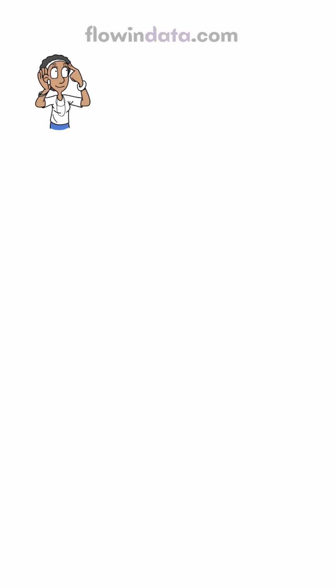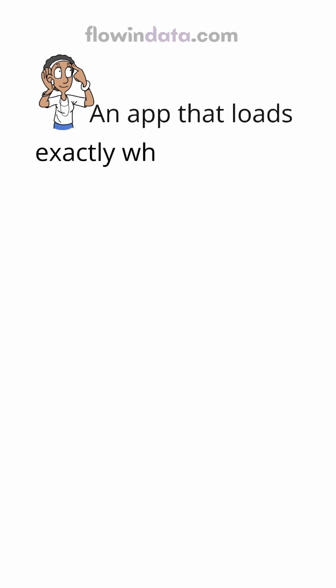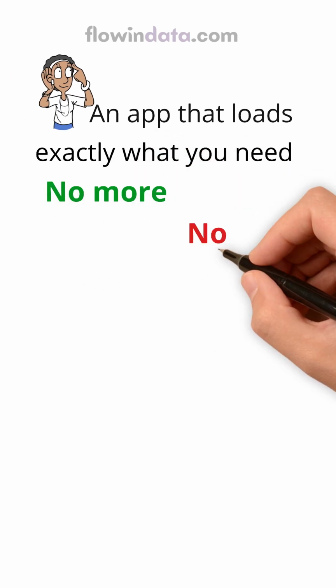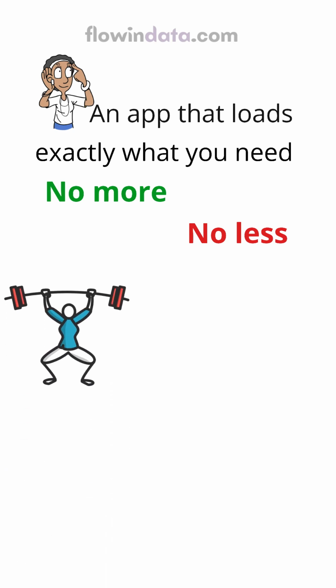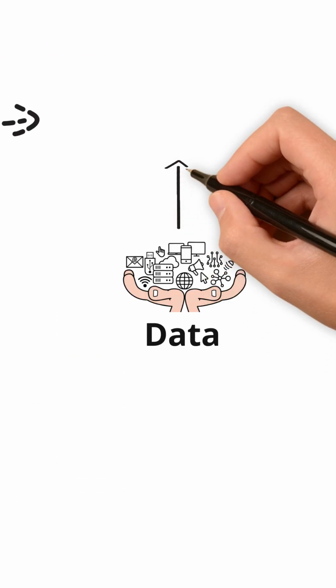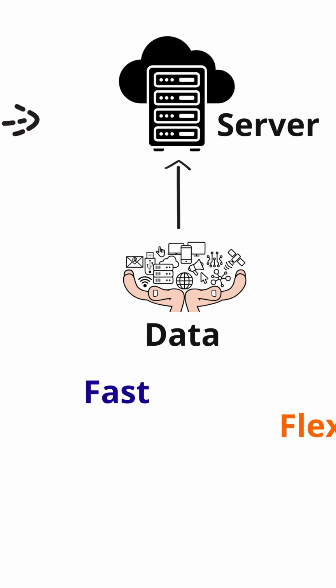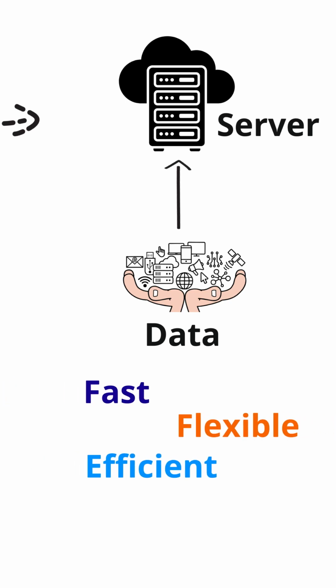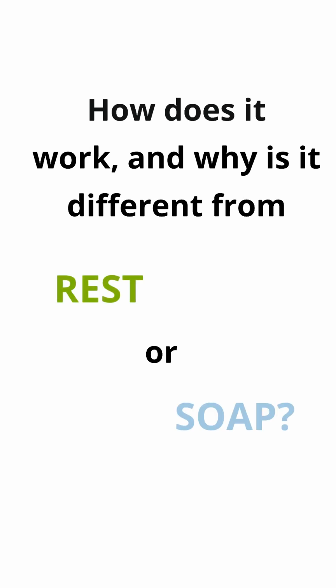Have you ever used an app that loads exactly what you need? No more, no less. That's the power of GraphQL API, a modern way of asking for data from a server that's fast, flexible, and efficient. But how does it work, and why is it different from REST or SOAP?